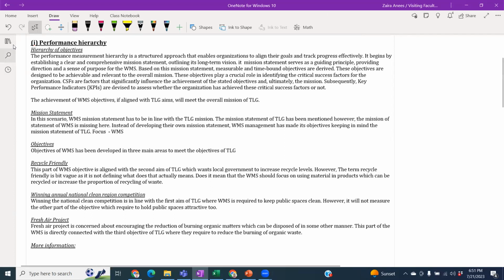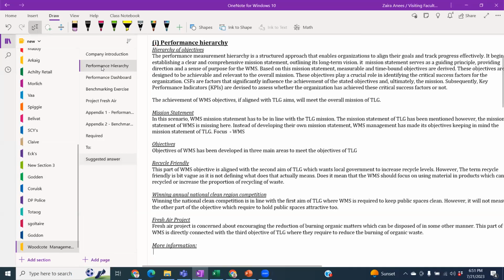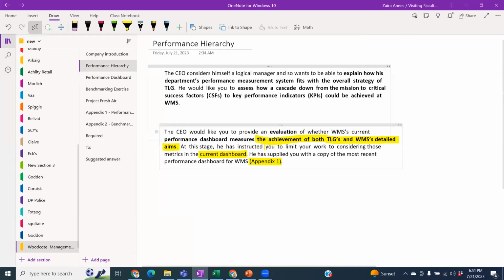Now, let's move to the second and interesting part. The CEO would like you to provide an evaluation of whether WMS's current performance dashboard measures the achievement of both TLG and WMS detailed aims, right? At this stage, he has instructed you to limit your work to considering those metrics in the current dashboard. He has supplied you with a copy of the most recent dashboard, right?